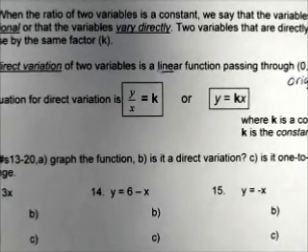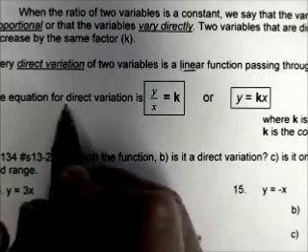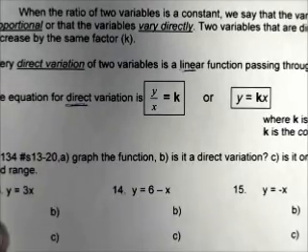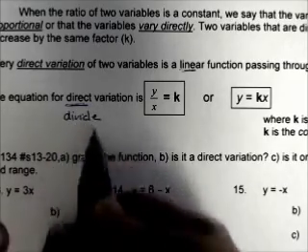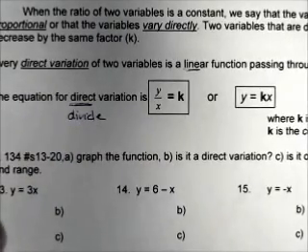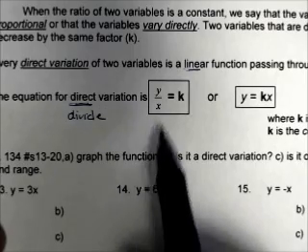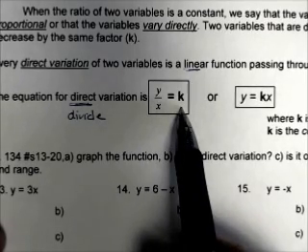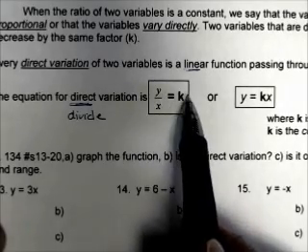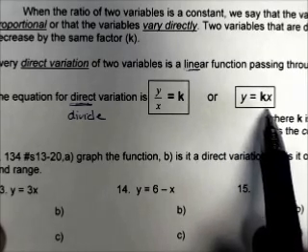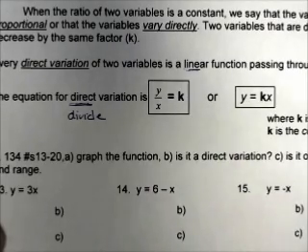The equation for direct variation, because later on we're also going to have inverse variation. For direct, think of divide. The equation for direct variation is y divided by x equals k. Now, if we wanted to solve this for y, we would simply multiply both sides by x, and we would have y equals k times x, where k is some constant.